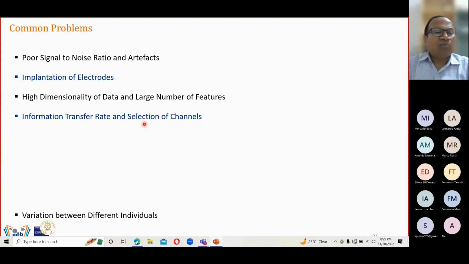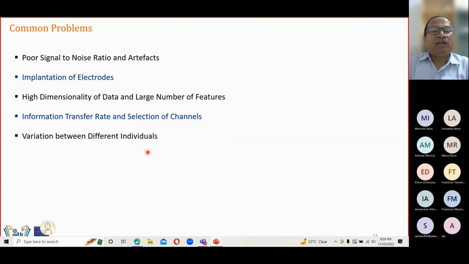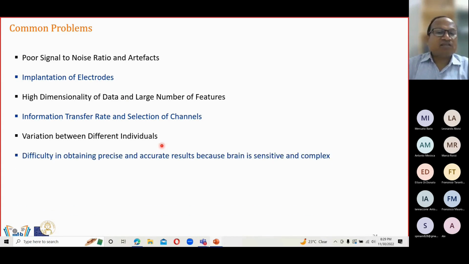Selection of channels, I have already explained. Variation between different individuals. If you remember, we made one statement: the study of cognitive ability, the cognitive science research, is actually a subjective area. There may be variation from one person to another person. So getting to a generalized conclusion is a very difficult task. So of course, it remains a research problem and a challenge.